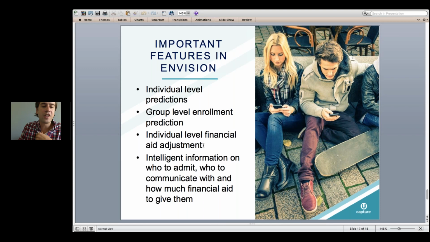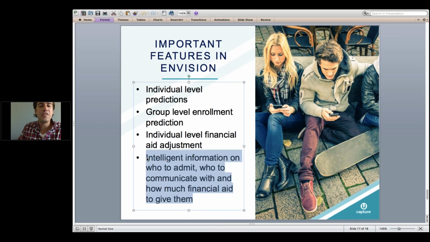The individual financial aid adjustment, optimizing at the individual level what scholarship or discretionary financial aid it'll take to get that student to your school. And then ultimately, to sum up, what we're trying to offer is to give you intelligent information on how to make 3 key decisions: who to admit, who to communicate with, and how much financial aid to give them. So ultimately, that's the biggest feature of Envision. This other stuff we think is also helpful, but don't want to lose sight of that.